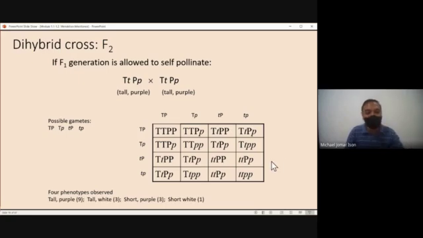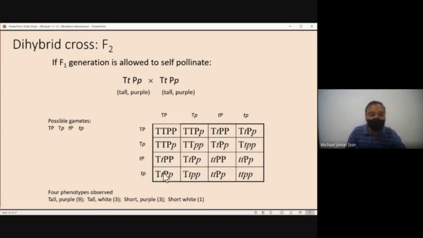So there are 4 phenotypes that will be observed: a tall purple, a tall white, a short purple, and a short white. Notice this one, the first pane: tall and purple, tall and purple, tall and purple, tall and purple. The next one, tall, purple, tall, and now you have the white. It's a tall white, tall purple, tall and white, tall and purple, tall and purple. In this case, you have a small t. It now becomes short and purple, and then short and purple.